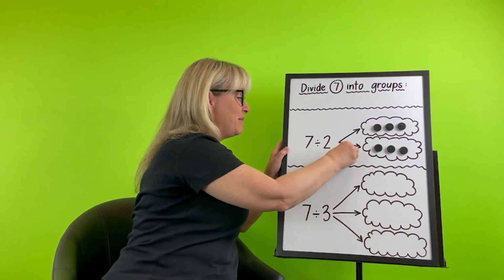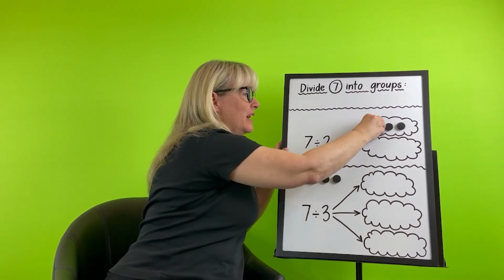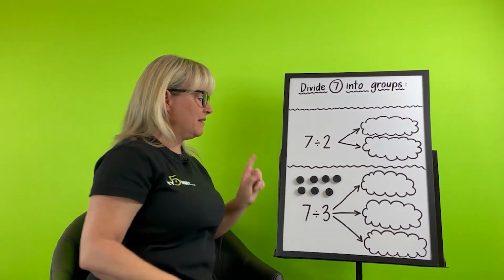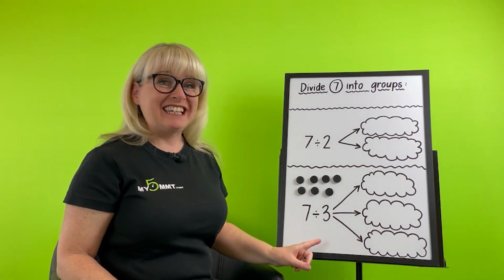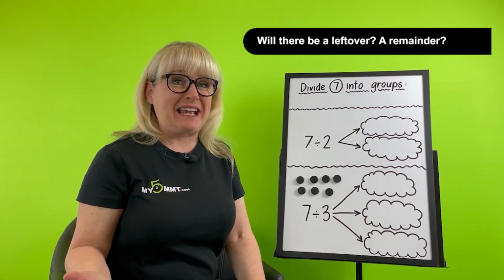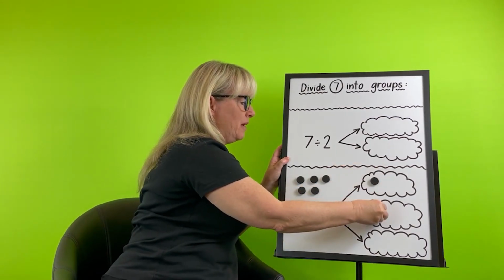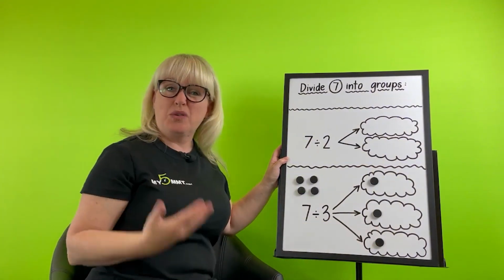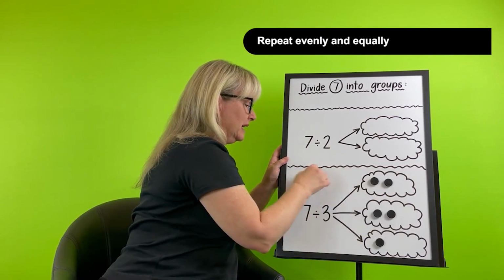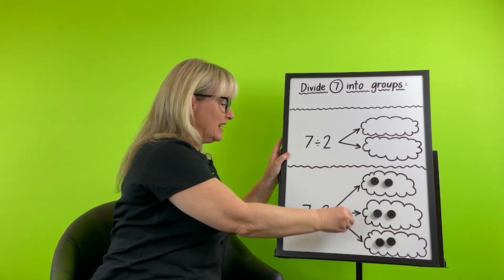Let's try the same, 1, 2, right through to 7 counters, and we're going to try dividing into a different number of groups, because we're going to have 7 this time shared evenly and equally between 3 groups. Do you think that there'll be a leftover, a remainder? Let's share and find out. We're dividing into the top, the middle and the lower group, and they've all got 1, and now we repeat. We repeat evenly and equally until all of the counters are almost gone, but there's 1 left over.